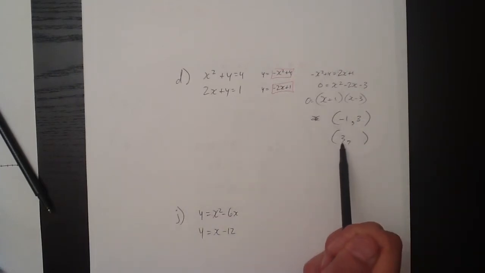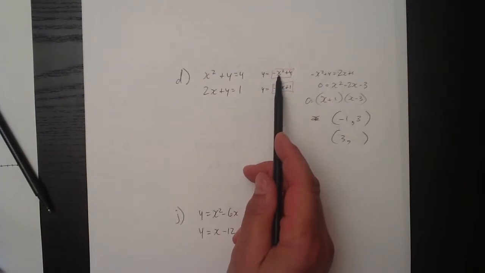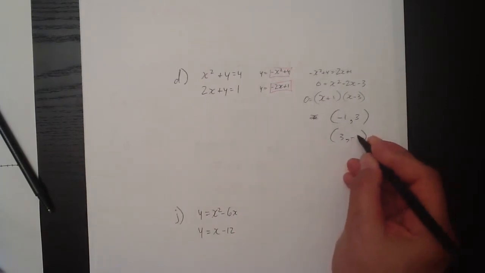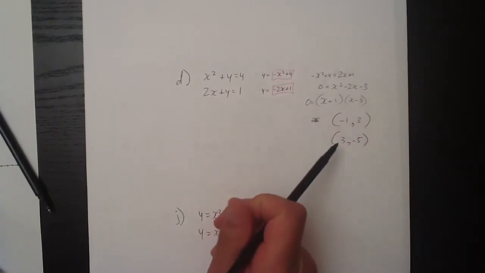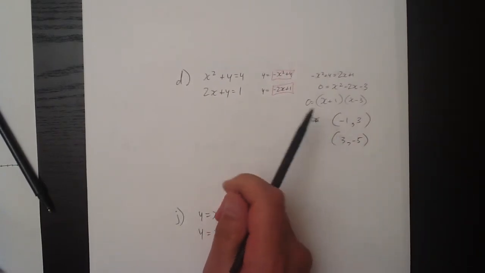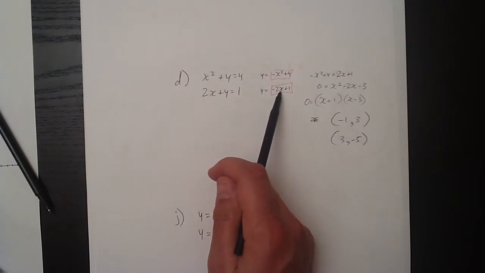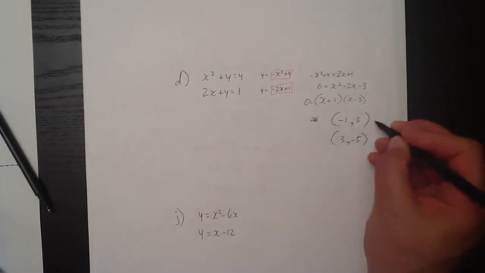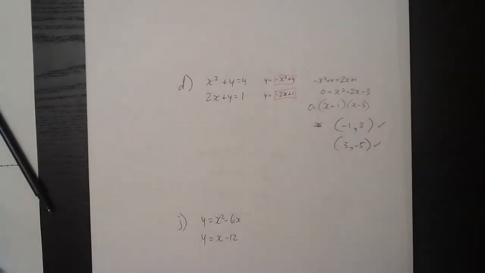Let's plug the 3 in. 3 squared is 9. Negative 9 plus 4 is negative 5. Let's check this set out in this equation. Negative 2 times 3 is negative 6, plus 1 is negative 5. So these are going to be correct solution sets.